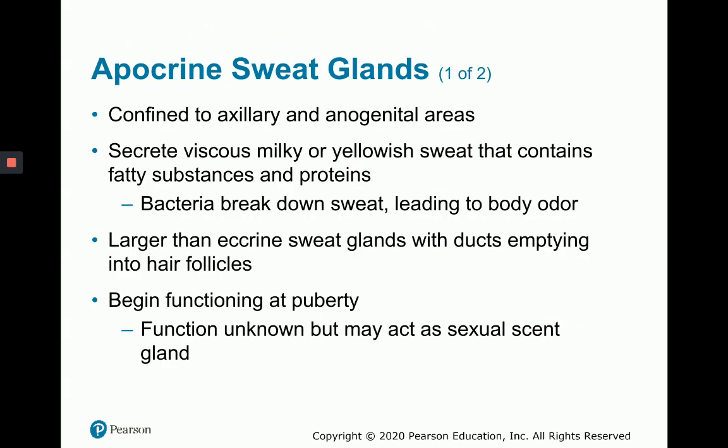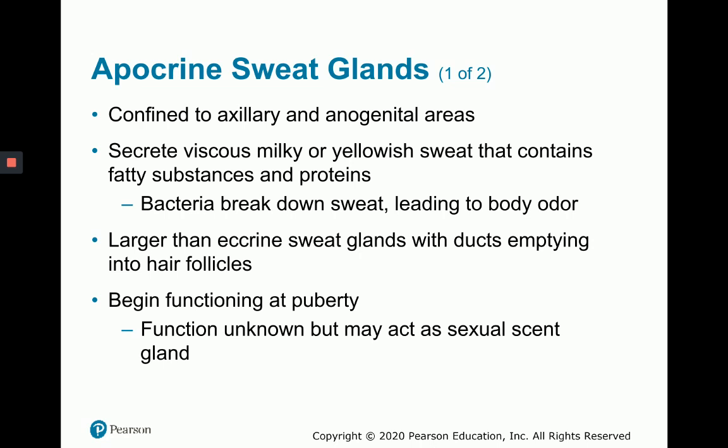Apocrine sweat glands don't quite function that way. Apocrine sweat glands are confined to axillary or anogenital regions, so apocrine starts with A, and the locations of the sweat glands also start with A. So it's confined to areas like your armpits and around your genital areas. Their type of sweat is still going to be made up of some water, but it's a little more milky, it's a little more thick compared to eccrine sweat.